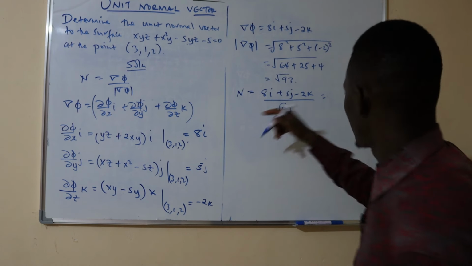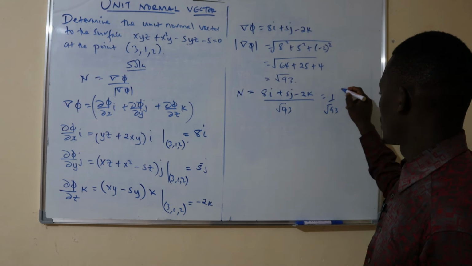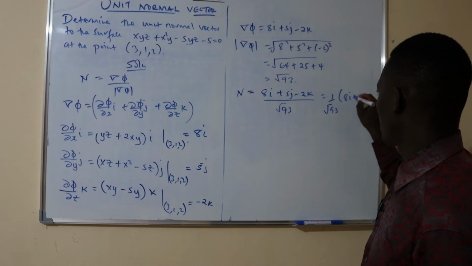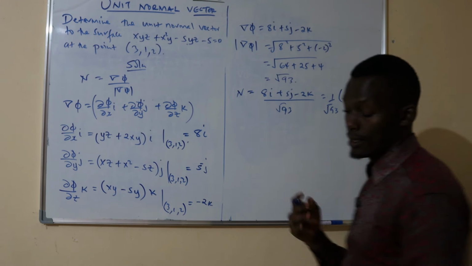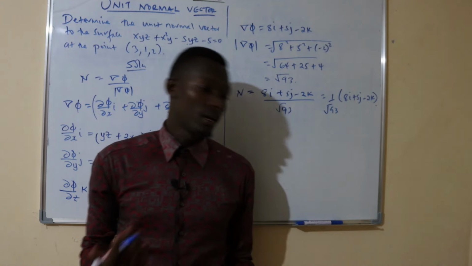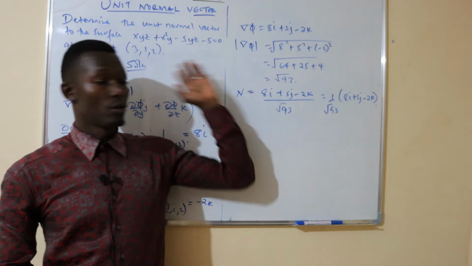Again, you can just pull out the constant: 1 over the root of 93 into bracket 8i plus 5j minus 2k. And that is how you get the unit normal vector for a function.